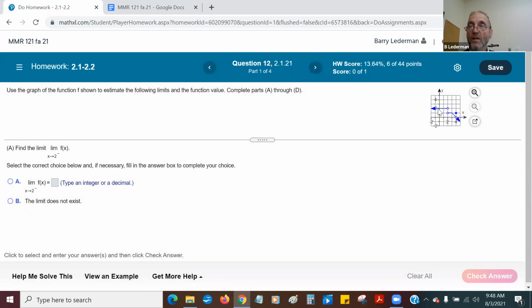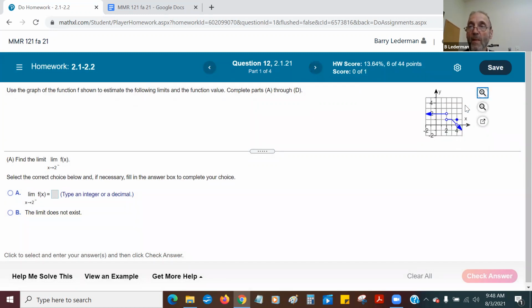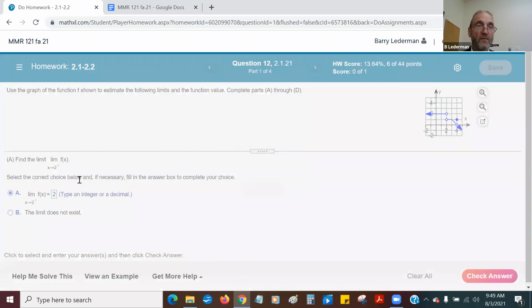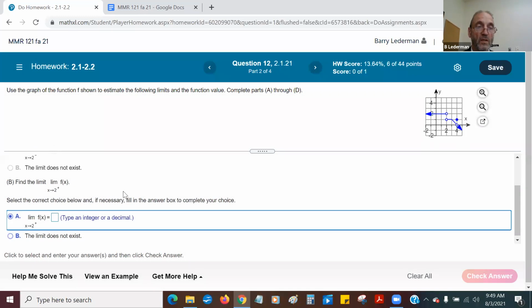Okay. Now, in this example here, as I approach x equals 2, if I approach from the left side, y is equal to 2 the whole time. If I approach from the right side, y is equal to 1 the whole time as I get closer and closer to point 2. So here I'm going to type in a 2, and for the next one, I'm going to type in a 1.